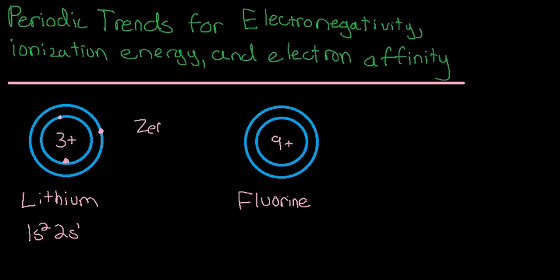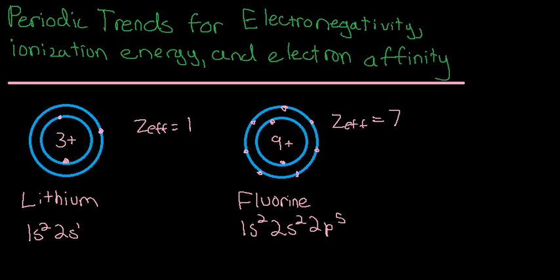So we can see from this that its Z effective, its atomic number minus its number of inner electrons, would just be 1. Fluorine, on the other hand, has an electron configuration of 1s2, 2s2, 2p5. So it has 2 inner electrons and it has 7 valence electrons. So 1, 2, 3, 4, 5, 6, 7. So the Z effective, the atomic number of 9 minus the 2 inner electrons, would be plus 7. So we can see that fluorine has a really high Z effective. Those electrons on the outside are being pulled towards it.